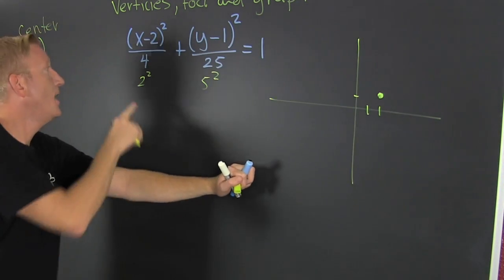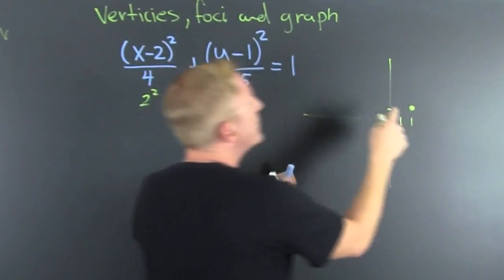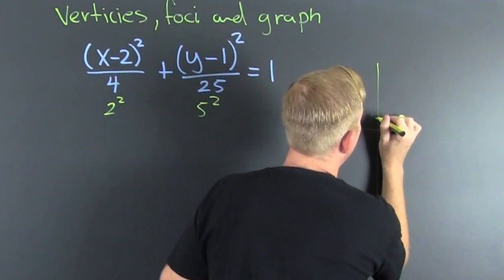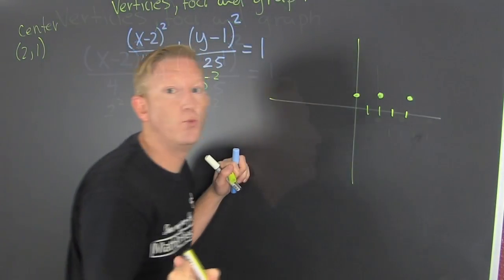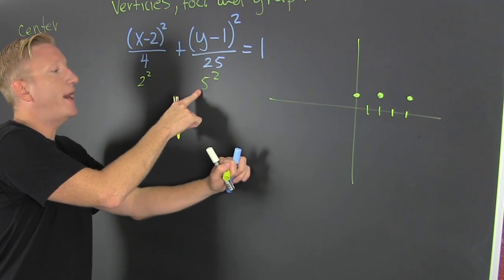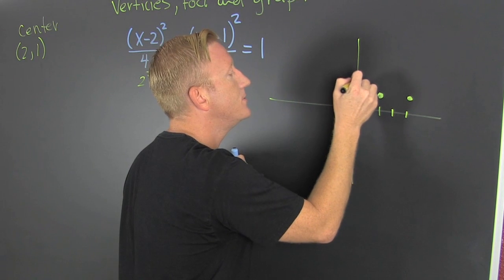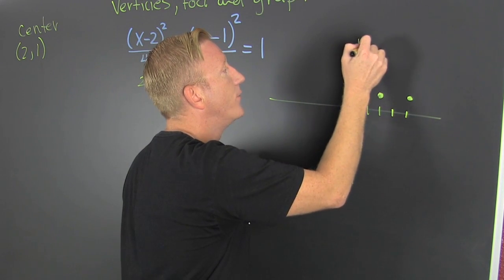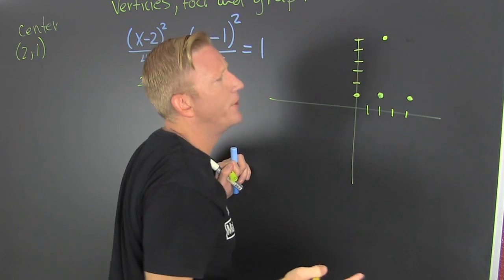I'm going to go 2 in the x direction. Why? Because it's 2 being squared. I go 2 in the x direction from there, and I land here. And then I need to go 5 in the y direction from the center. That's the important part. 1, 2, 3, 4, 5. Bam! Major. What is that point?